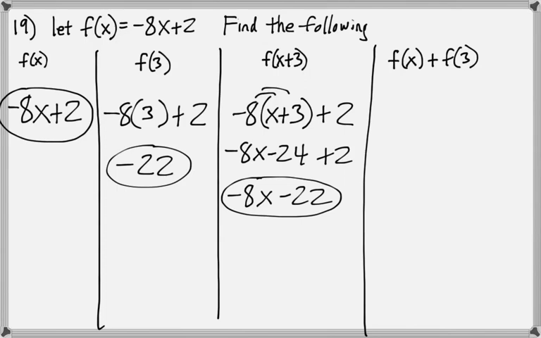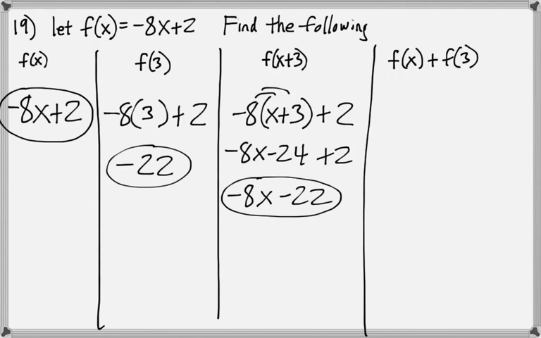Okay, then lastly we have f of x plus f of 3. Now this is interesting because it's actually 2 different problems. We have the f of x, we have the f of 3. Those are 2 different answers, and whatever we get from those, we need to combine into one answer by adding them.